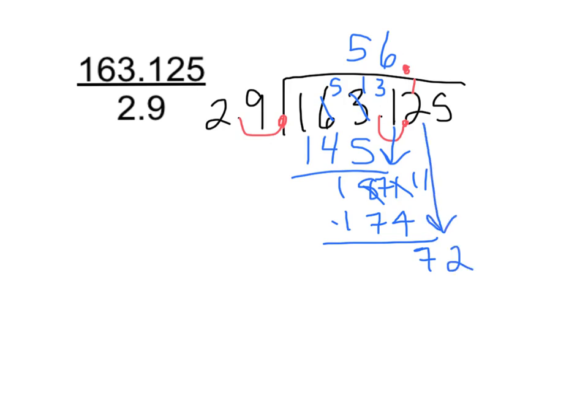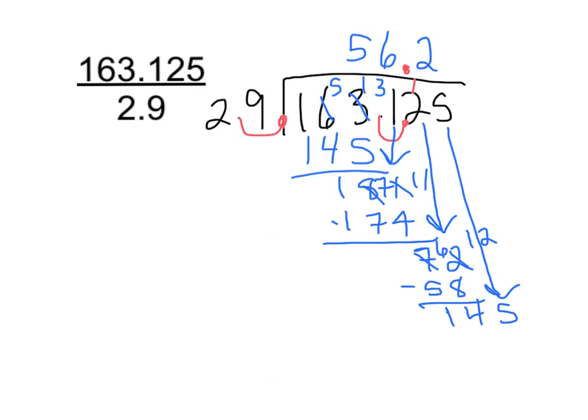So 72. 29 goes into 72. I'm going to say twice, because 29 is close to 30. 30 times 2 is 60, and I can't get another 30 in. So twice. 29 times 2. 30 times 2 is 60, minus 2 is 58. Subtract out. Regroup. 12 minus 8 is 4. 6 minus 5 is 1. Bring down the 5.